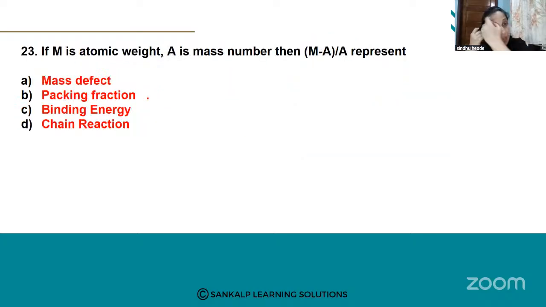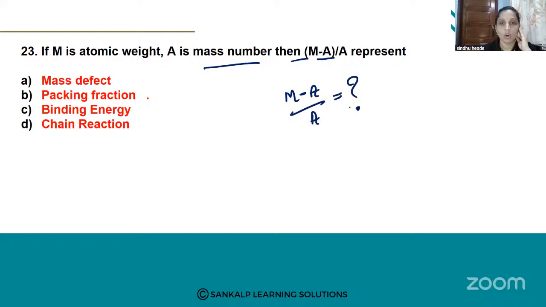If A is the mass number, then (M minus A) divided by A represents what? (M minus A) divided by A represents what? See, option A, mass defect. Option B, packing fraction. Option C, binding energy. And option D, chain reaction.